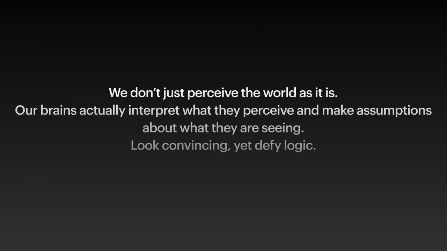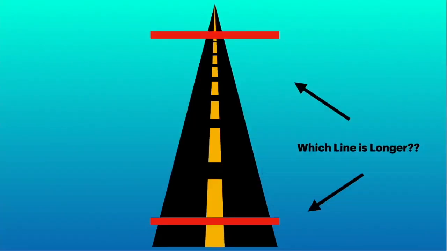One thing we should know is that we don't just perceive the world as it actually is. Our brains take what we see and make assumptions based on that. After all, our eyes are usually a very trustworthy guide to our world. For instance, which is longer, the top line or the bottom one?